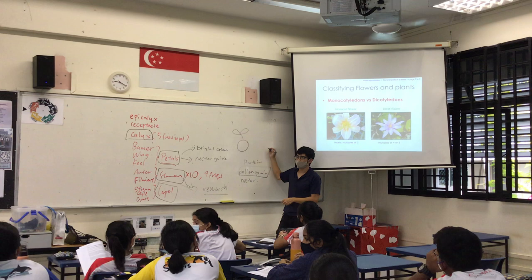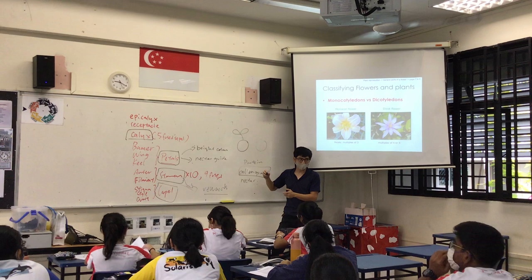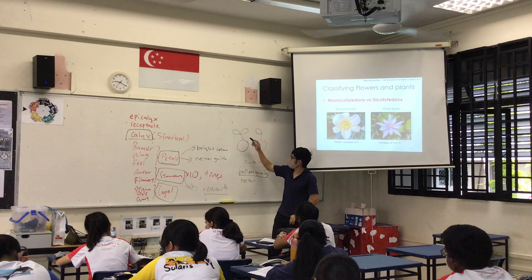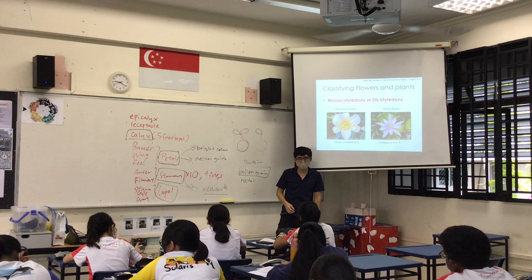Sometimes when the seed comes out, you find only one leaf. The ones with one leaf that just come out from seed, that's called monocotyledon. Those that come out with two, they are dicotyledons. Right? There are two kinds of seeds in this world. One that has one baby leaf, and another with two baby leaves.